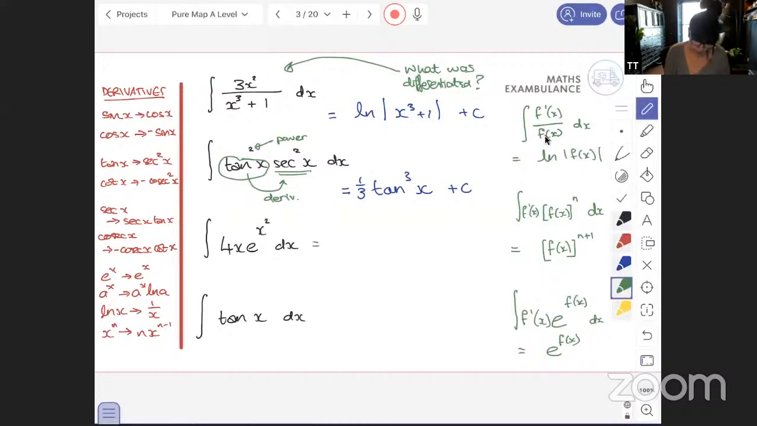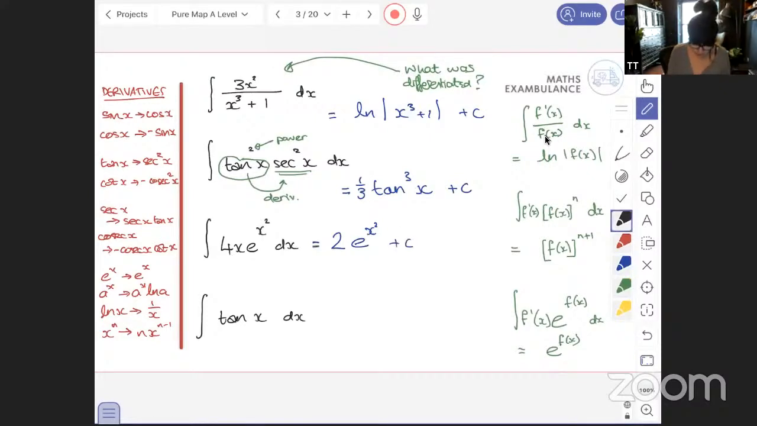Okay, equals. So I reckon what got differentiated, notice I'm leaving a little gap at the front for any sort of number I need to put in, is e to the x squared, I think. Let's think it through. Derivative of e to the x squared is e to the x squared times 2x. Okay, close, but I want 4x, not 2x. So if I put another 2 there, now it works.